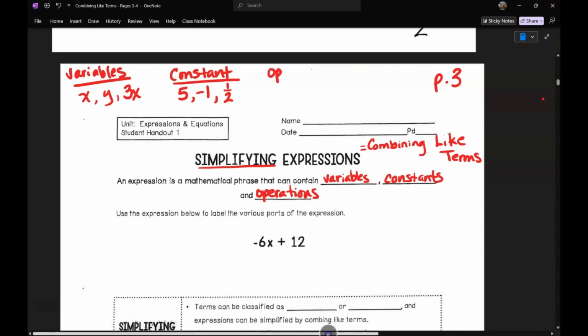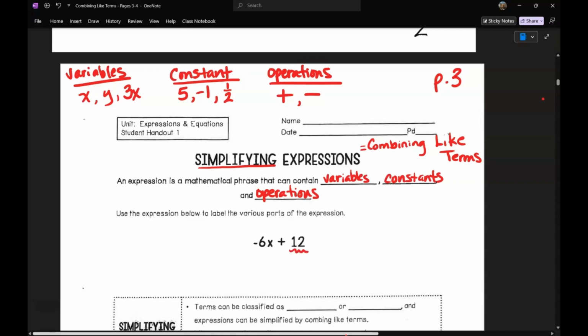And then operations are all the things we do in math. So mostly adding and subtracting. We'll talk about division and multiplication later, but add and subtract are most of the operations we're going to be looking for. So our next direction says to use the expression below to label the various parts of the expression.